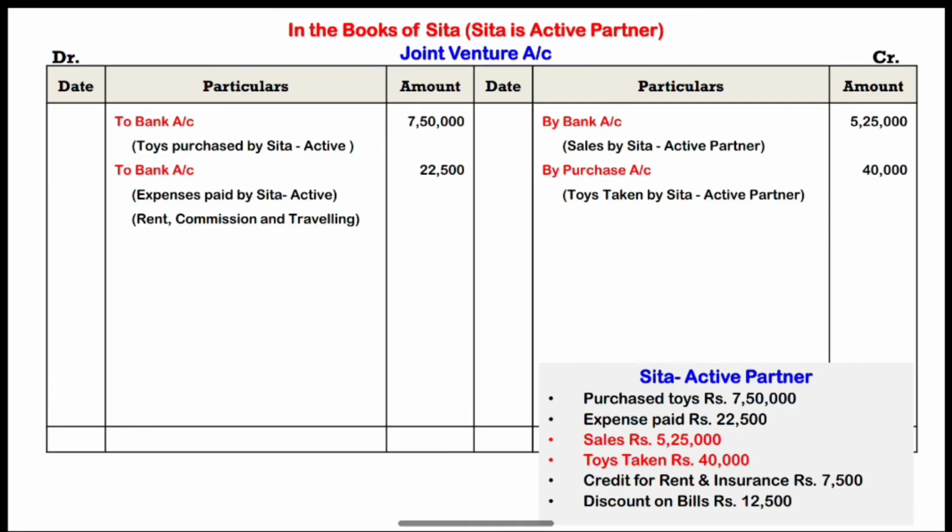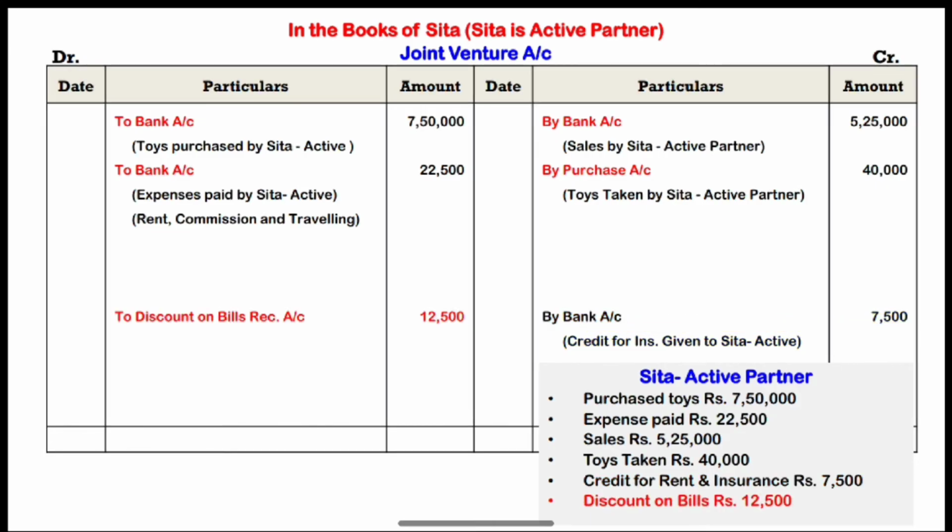Goods go out of the business when they are sold or when the partner takes them away, so on the credit side of joint venture: 5,25,000 and 40,000. Credit is given to the active partner, so on the credit side of joint venture account by bank account. And discount is an expense of the business, so on the debit side of joint venture to discount on bills receivable 12,500. Sita is the active partner, so one transaction, one effect.